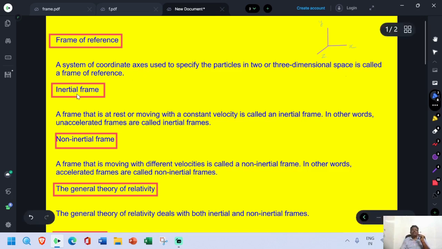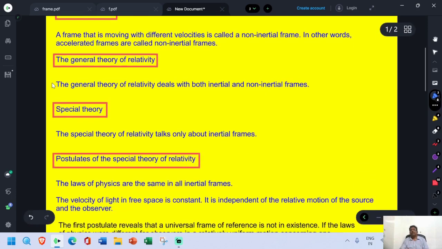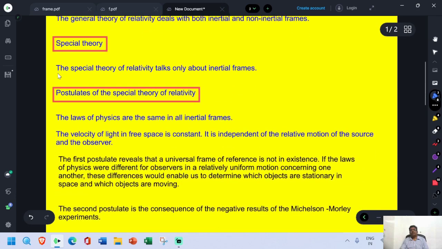We may classify the theory of relativity into 2 categories majorly. One is the general theory and the other is special theory of relativity. The general theory deals with both inertial and non-inertial frames, whereas the special theory talks only about the inertial frames. In the case of special theory, 2 postulates are existing.